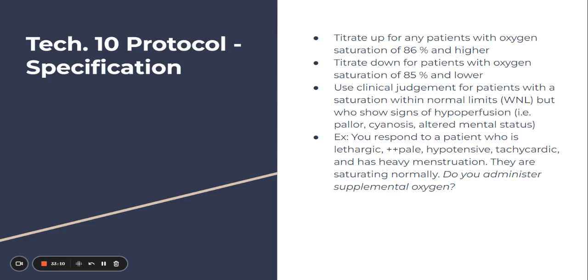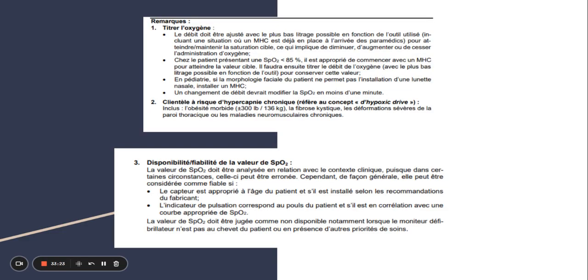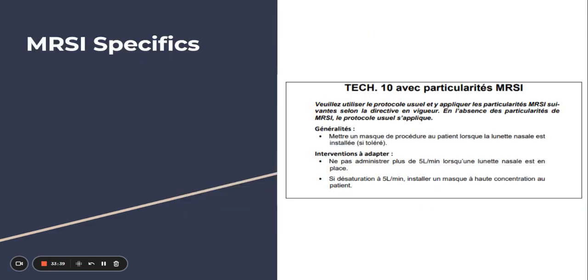So this is an error. I will fix it. So titrate up for any patient with oxygen saturation of 85% and higher. Titrate down for patients with oxygen saturation of 84% and lower. Okay, so take note of that correction. They talk about our chronic hypercapnic patients. They also talk about availability and fiabilité, so accuracy. Okay, that's why I gave you a whole bunch of information before about how we can determine if the reading is accurate or not. Also, the specifics for MRSI, maladie respiratoire sévère infectieux.